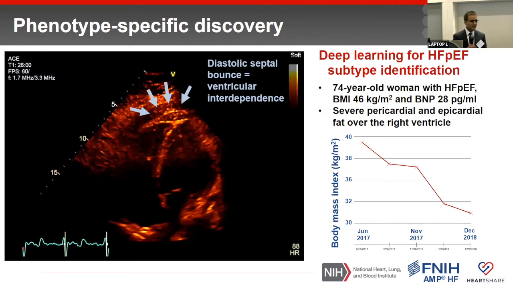So this on the bottom right is a patient of mine with this type of phenotype. And in June 2017, I started a GLP-1 receptor agonist. BMI was 39. She was class 3 on a ton of medications. And by December of 2018, she was class 1 off of all antihypertensives and all diuretics. Now, we may not see that kind of cure, but you can see how there is a therapy potentially that's being tested right now that could have a major impact on this type of patient.